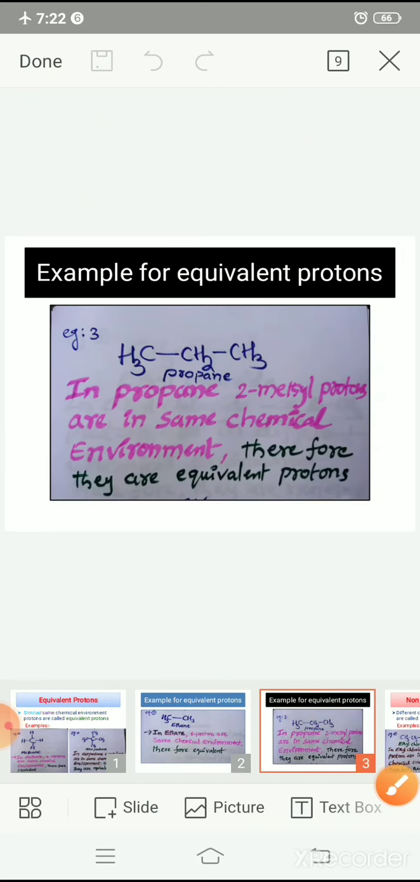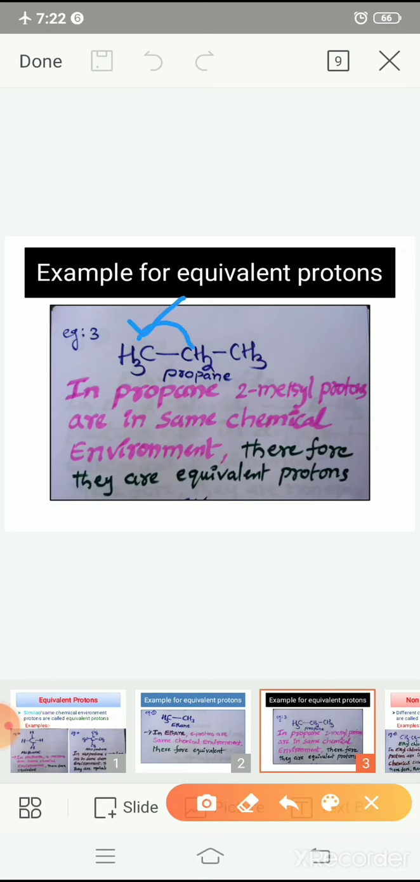I am taking another example. Here CH3 is attached to CH2. Here also CH3 is attached to CH2. So these CH3 are in the same chemical environment, but CH2 is different. So in propane, the 6 methyl protons are in the same chemical environment, therefore they are equivalent protons.